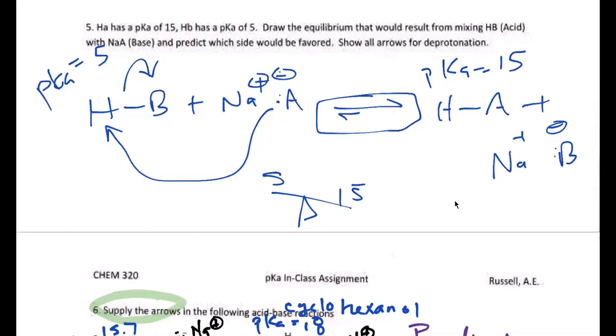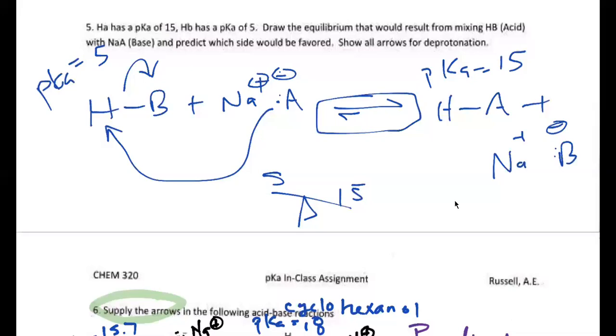Why? Somebody tell me why. What does pKa tell us again? Anybody? Does it tell us how acidic an acid is, or how good of an acid a Bronsted acid is? Yes. And Bronsted acids do what? Anybody? They donate protons. So a strong acid is going to donate protons readily. A weak acid, not so much. Is that right? Yes.